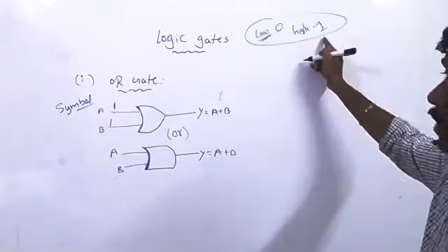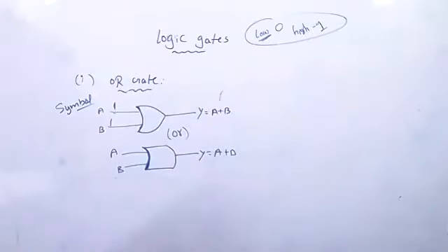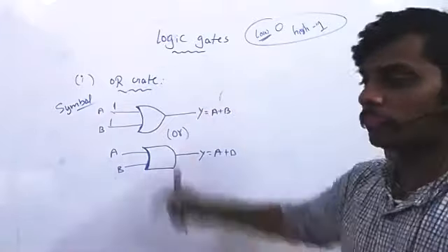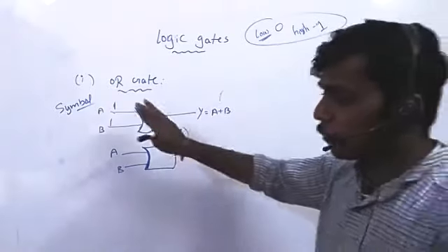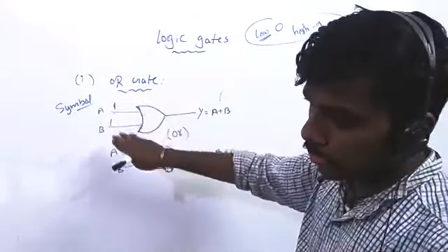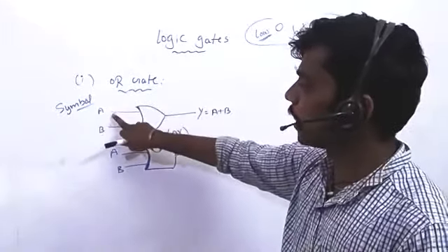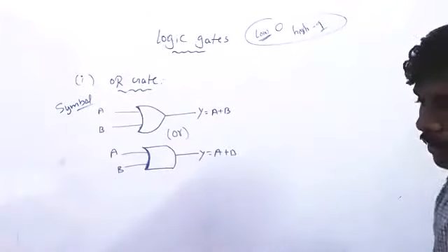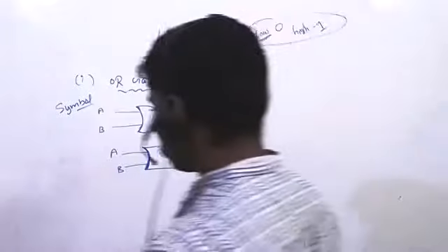Because I told you, it is either 0 or 1. If you give two inputs high, the output will be high only. If you give two inputs low, you will get output also low. If one input is high and one input is low, even then you will get high output only. That is what happens in the first gate, the OR gate. So I will show you the truth table here. Truth table.